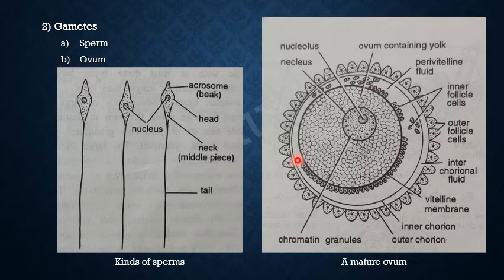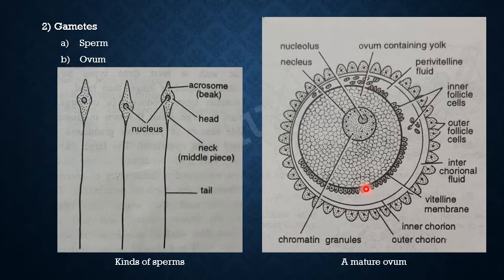The diagram is very clear and you can see all the structures which I have said. The vitelline membrane, the inner chorionic membrane and the outer chorionic membrane. And between the chorionic membranes there is an interchorionic fluid, and the outer chorionic membrane is covered with the outer follicle cells, and this is the vitelline membrane, and this is the perivitelline fluid, and this is the nucleus and this is the nucleolus, and in the nucleus there are chromatin granules. So this is the diagram of ovum.